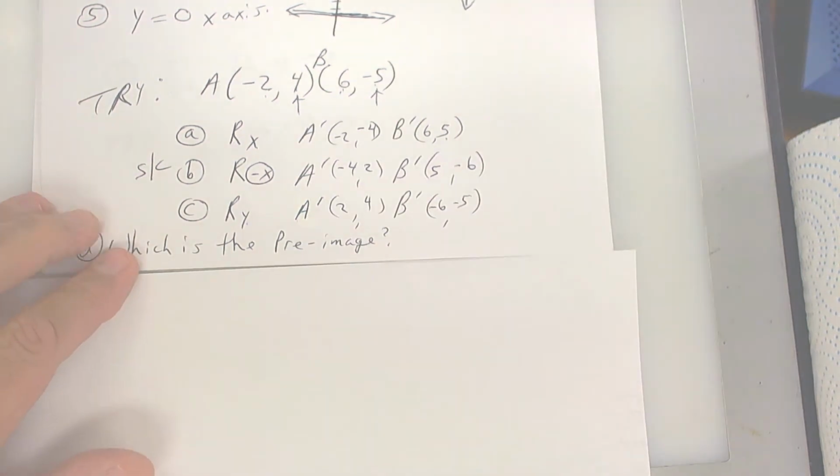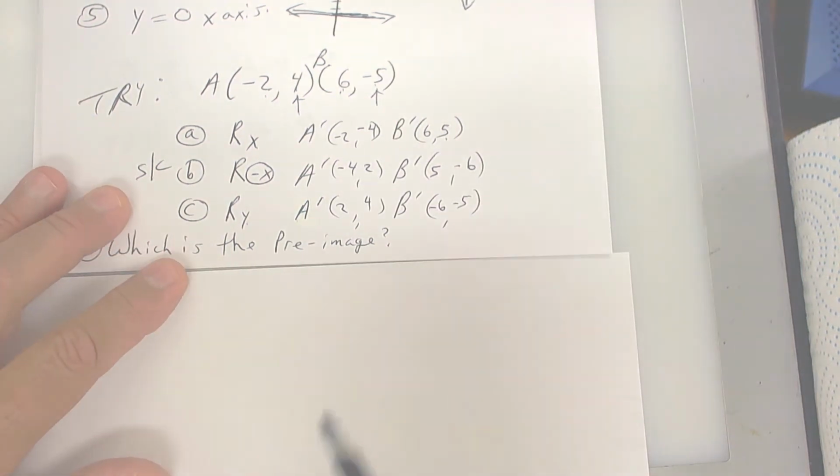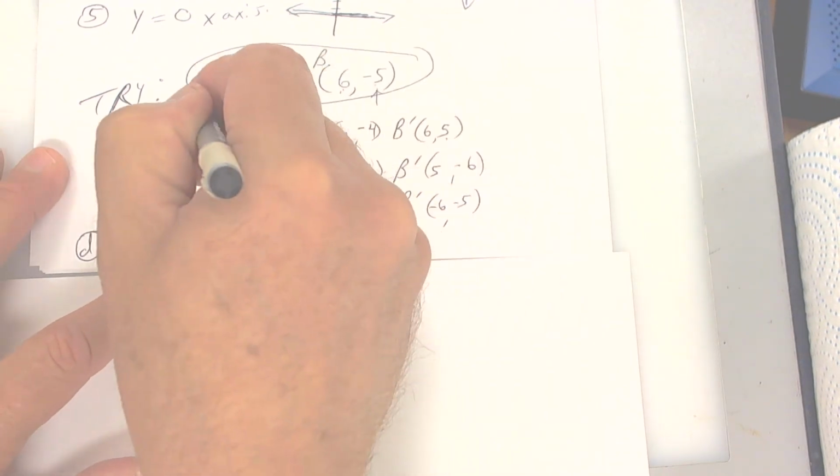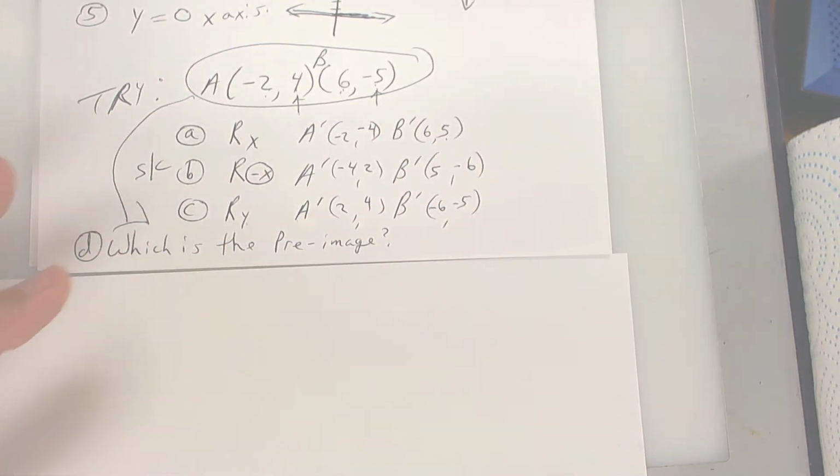Which one is the pre-image? The pre-image is the original. That's your pre-image. Make sure you know that. Do you know what the other ones are called? The other ones are called the image.